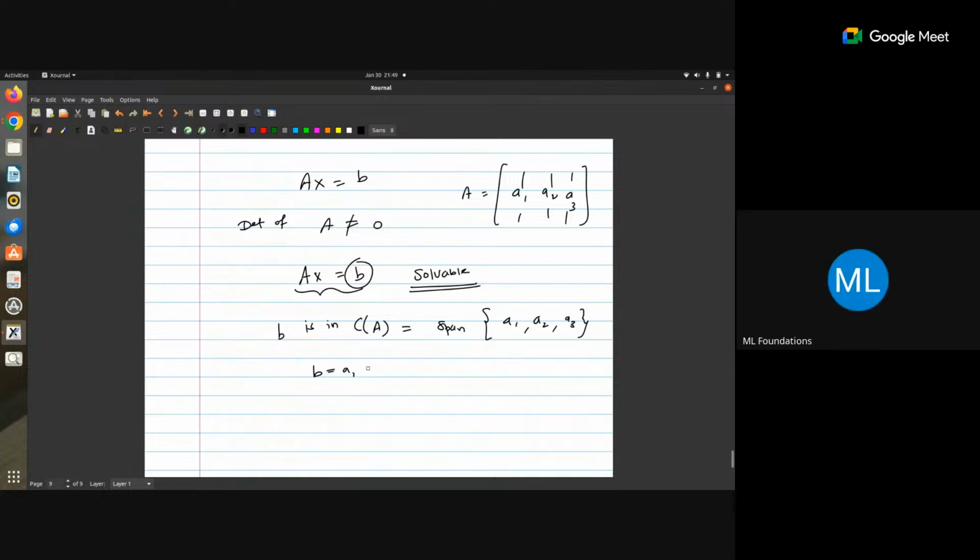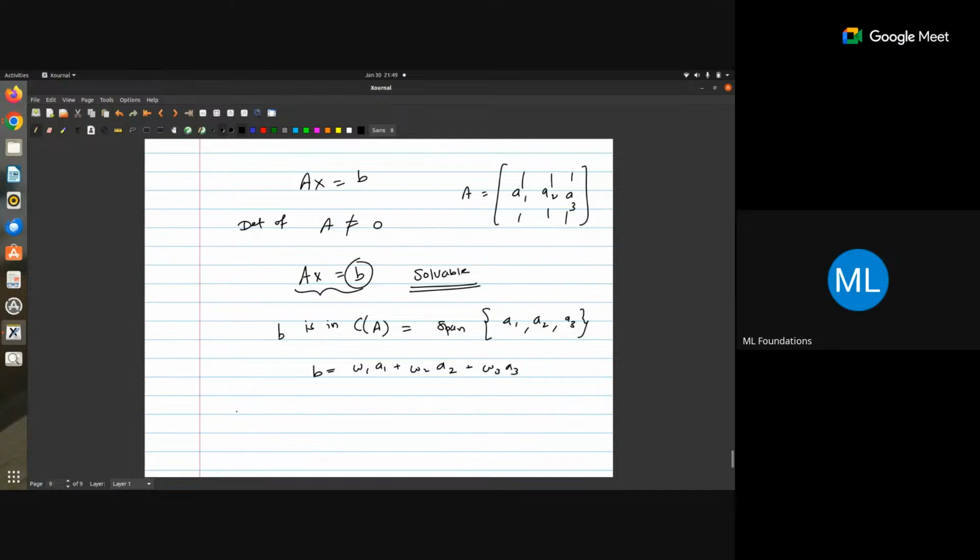If B is A2, can this equation be solved? Yes. If B is A3, can this equation be solved? Yes. Can A1 plus 2A2 be solved? Yes. And what I'm trying to say is, if it is like that, let us say some constants, W1 A1, W2 A2 plus W3 A3.